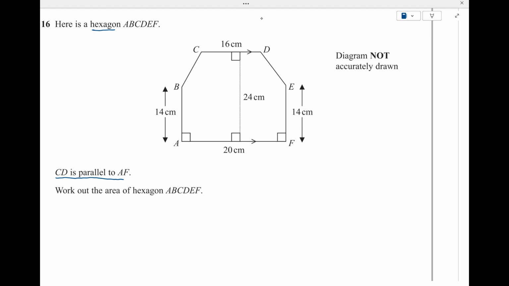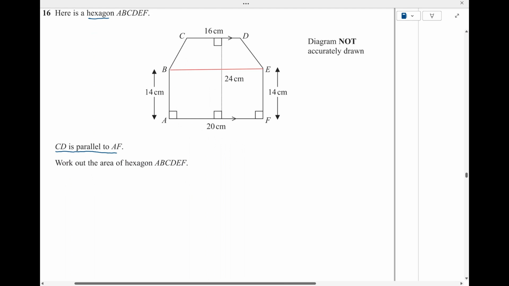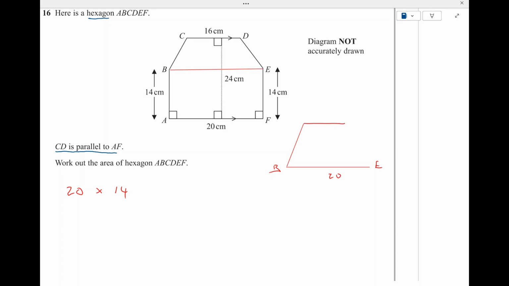Right. Well, I think what I'm going to do is split it. Because if I split it like this, then I get a rectangle on the bottom. What's that rectangle measure? 20 along by 14, right? So the area of the rectangle is 20 times 14. And what shape have I got on the top here? I've got a baseline there of 20, right? That's from B to E. And then I go up here to C, along here to D, down here to E. So what I've got is this shape here.